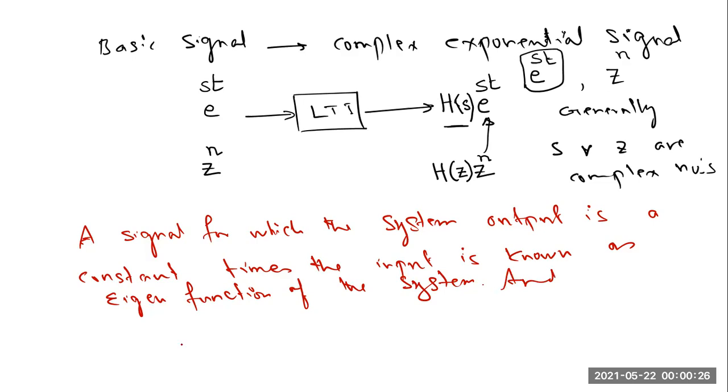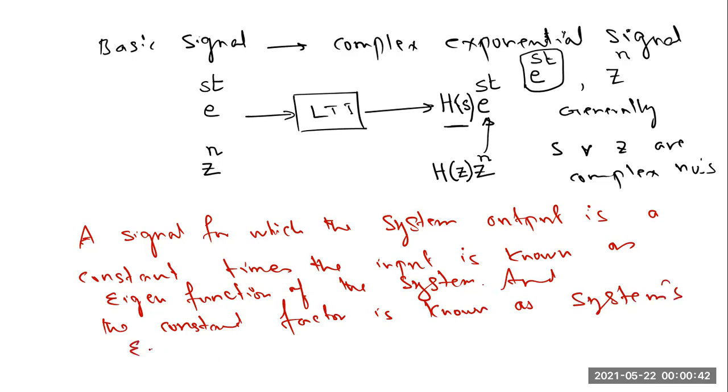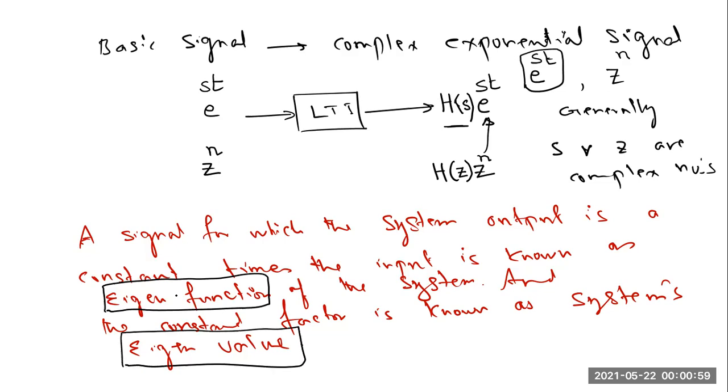And the constant factor is known as system's eigenvalue. So, two terminologies: eigenfunction and eigenvalue.